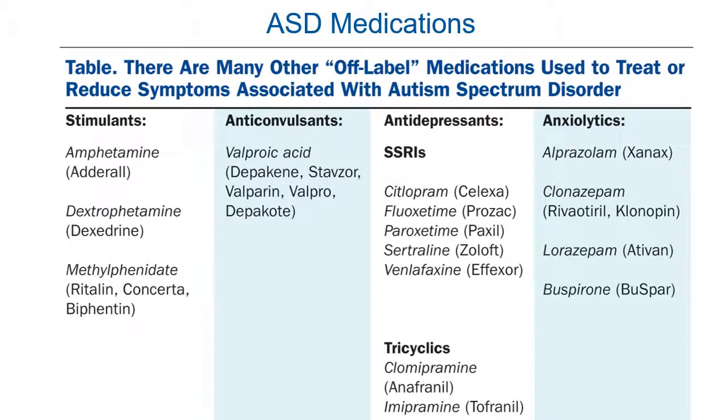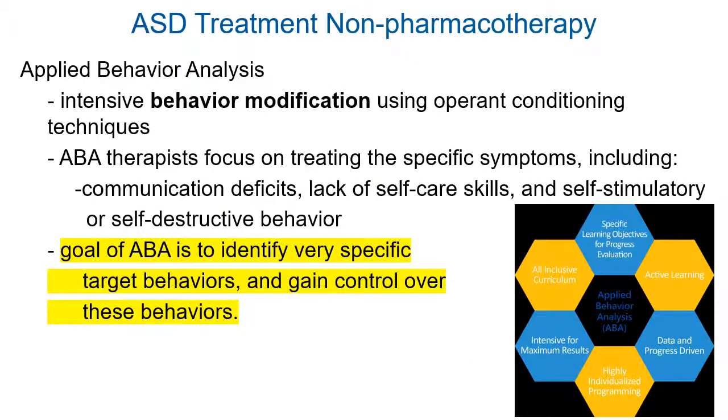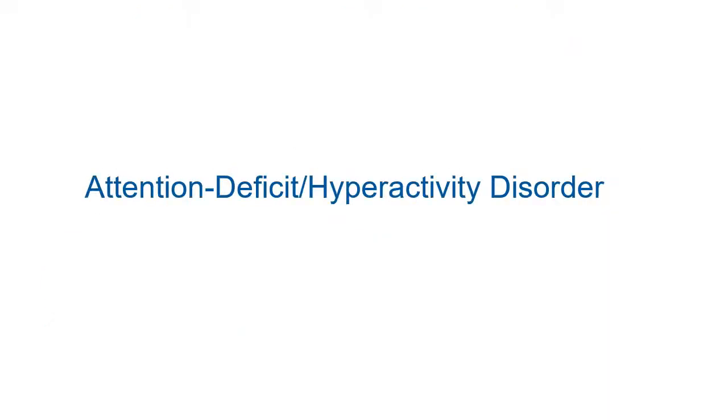So here's a chart with the several generic and brand names of those medications we mentioned previously. I definitely think it's worth looking at this slide. Now for non-pharmacologic therapy, you have what's called applied behavioral analysis. This is a type of behavioral modification whose ultimate goal is to identify very specific behaviors and gain control over these said behaviors. Next up is ADHD.